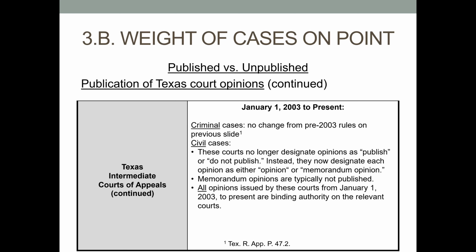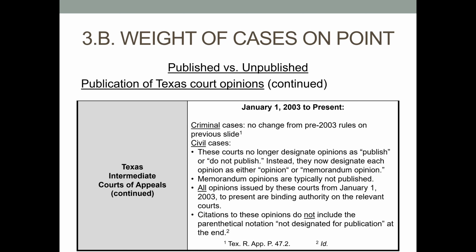So there was a change here, effective January 1st, 2003. The civil cases or opinions issued by Texas Intermediate Courts of Appeals: if it is an opinion by a Texas Intermediate Court of Appeals issued after January 1st, 2003, it will be binding on the relevant courts, regardless of whether it's a memorandum opinion and regardless of whether the opinion appears in the Southwestern Reporter.